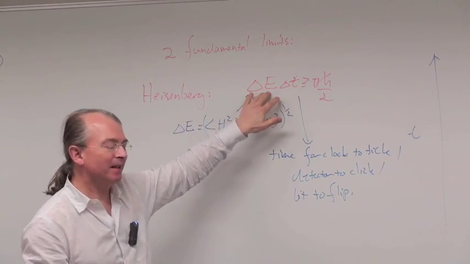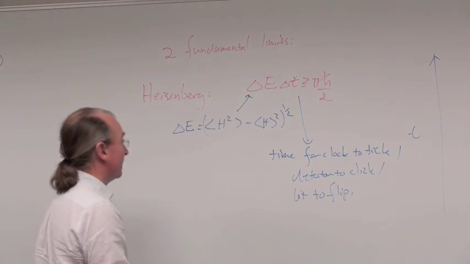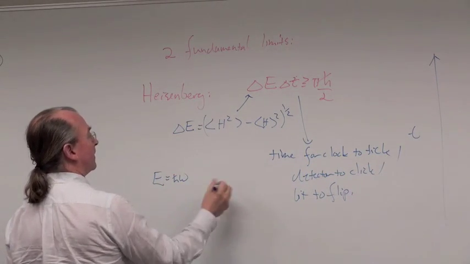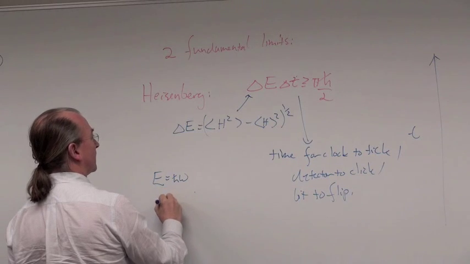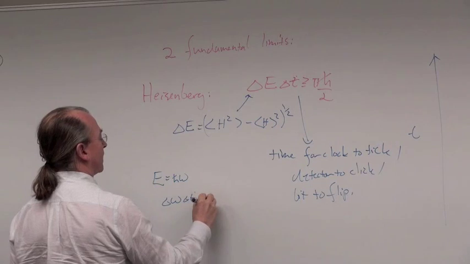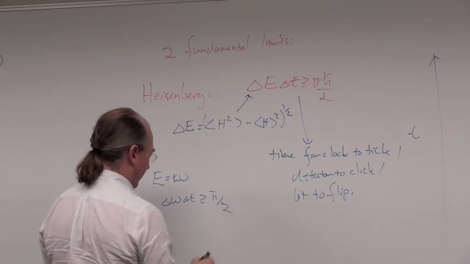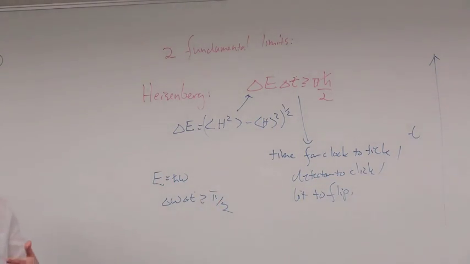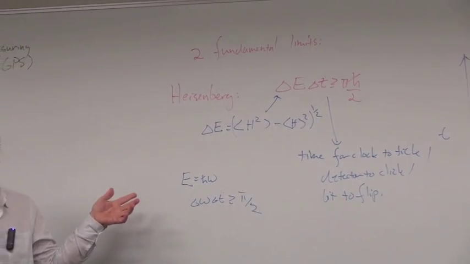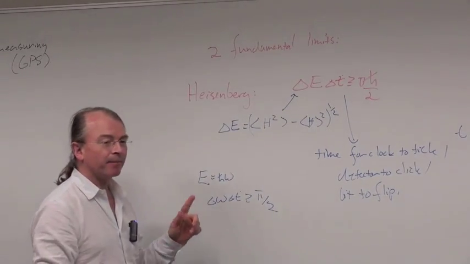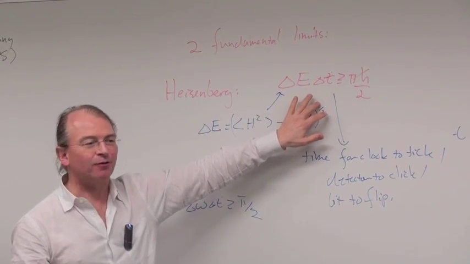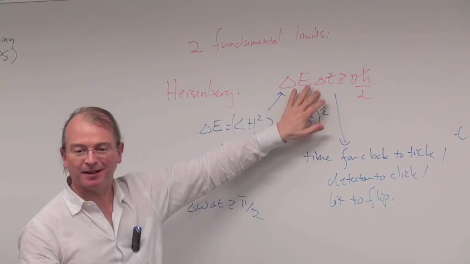If you take the fact that E equals h bar omega, then this says delta omega delta t is greater than or equal to pi over 2. And this is really a theorem of signal processing due to Cauchy, actually. It's a Fourier transform kind of theorem. Okay, is everybody happy with that? That is a proper, correct interpretation of delta t here.